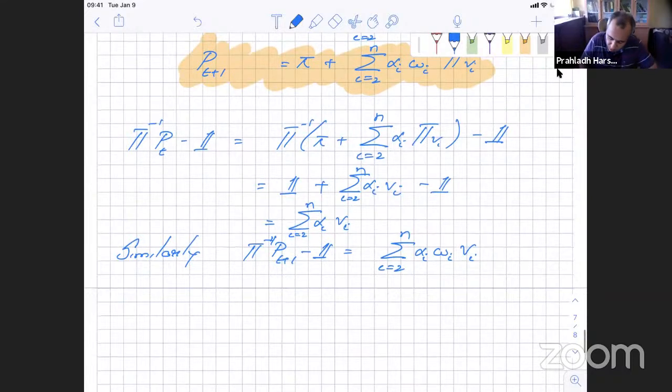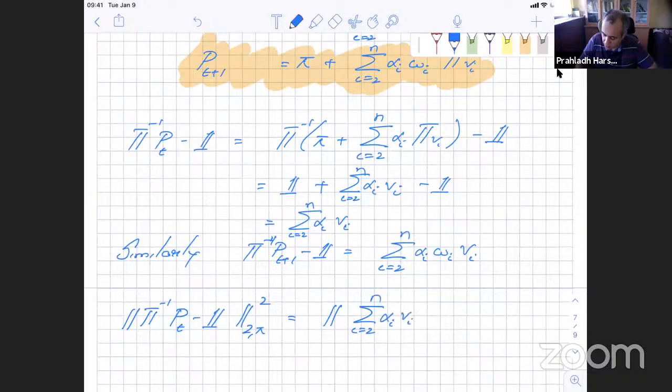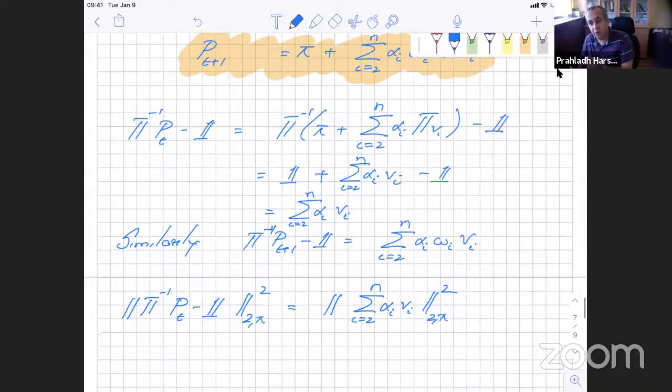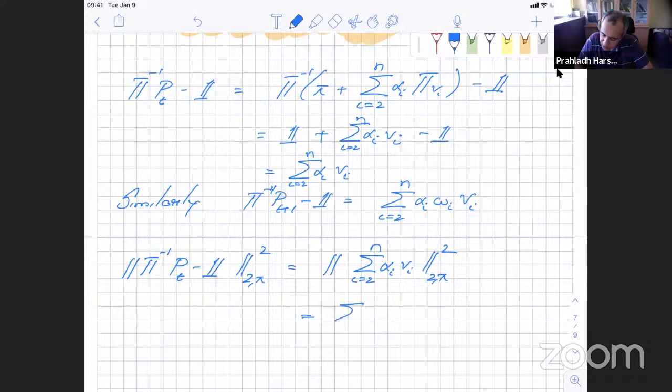But now we are in good shape. What did we want to understand? We want to understand pi inverse of p t minus 1. Its 2 norm. Let's work with this 2 norm square. This is exactly, by what we have seen, the 2 norm of summation i equals 2 to n alpha i vi. The vi's are orthogonal, orthonormal in fact. So this is in fact exactly equal to summation i equals 2 to n alpha i square.